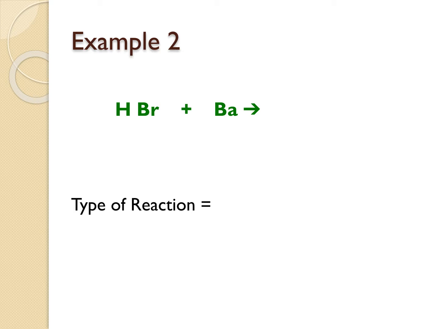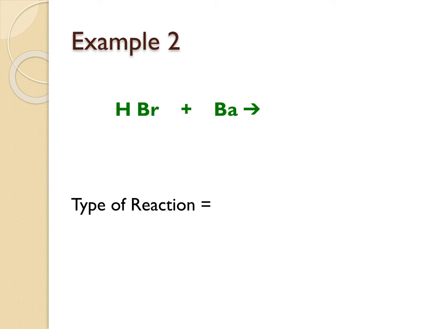Second one, we have hydrobromic acid. Oh, going back to naming, that's scary. But anyway, we have HBr plus Ba, barium, and we have to first determine what type of reaction this is. If we look at our hydrobromic acid, our HBr, it has 2 different elements in it. That tells us that we can have either a single replacement or a double replacement reaction.